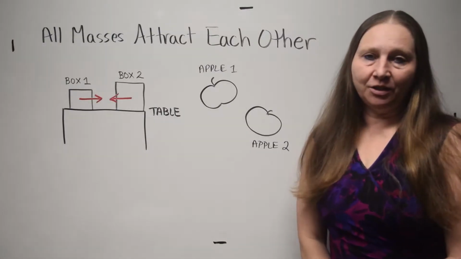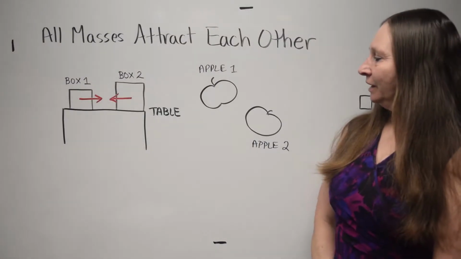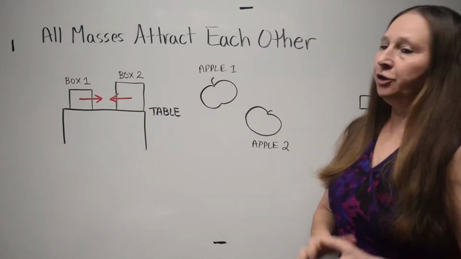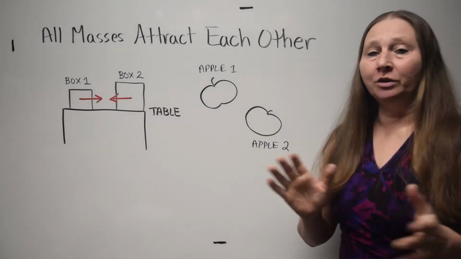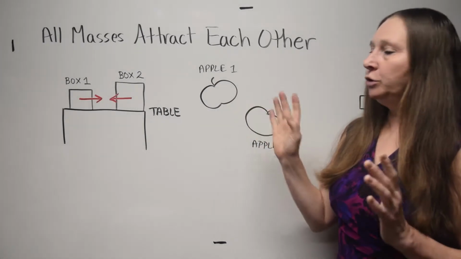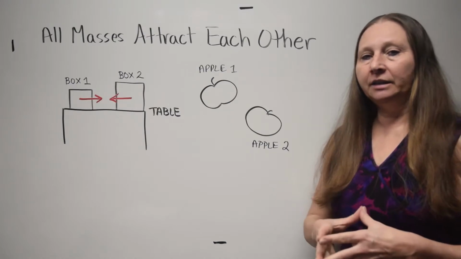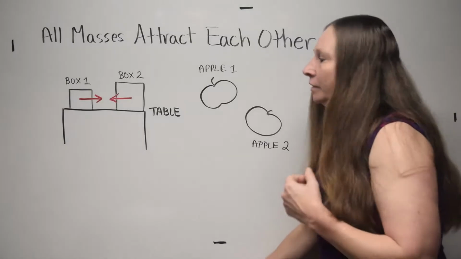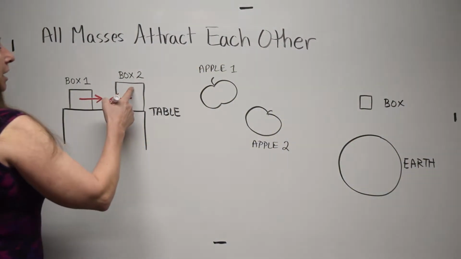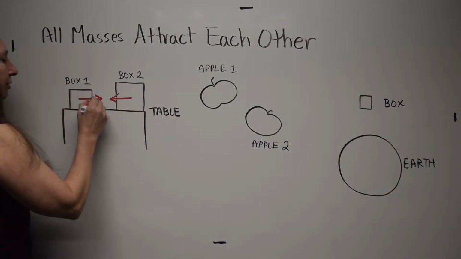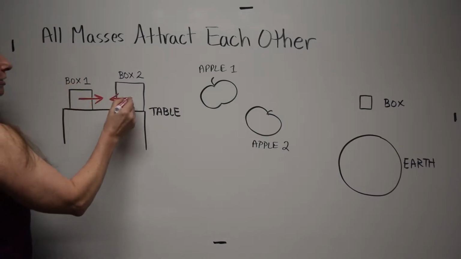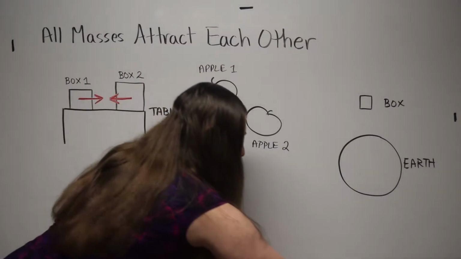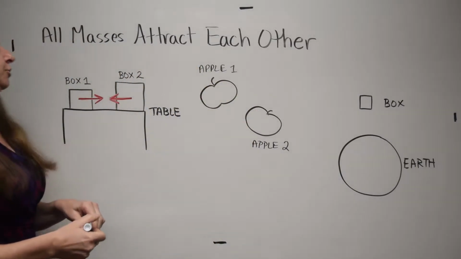All masses attract each other. So on the Earth, if you have a table and two boxes, let's just focus on the two boxes. We're going to ignore the table for a moment. Those two boxes, by virtue of the fact that they both are made out of matter and both have mass, are attracting each other. Box number 2 is pulling box number 1 to the right, and box number 1 is pulling box number 2 to the left.